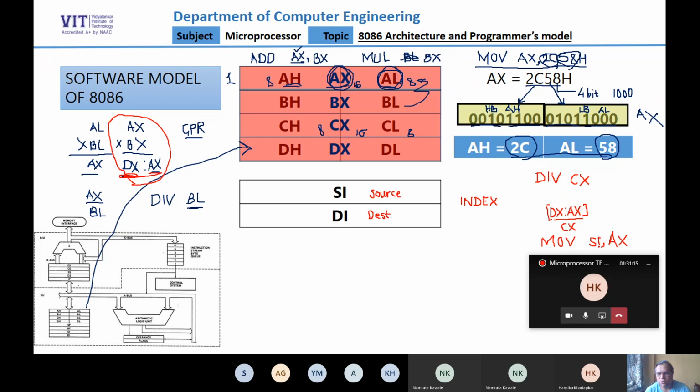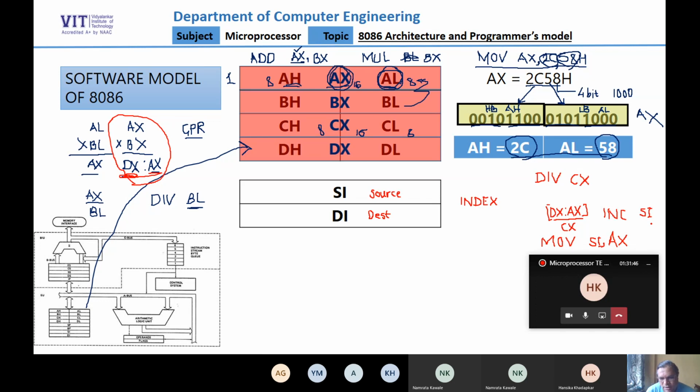That means SI can be used as an operand for the data transfer instruction. MOV is called a data transfer instruction. Or I can use SI as a part of an arithmetic instruction. Let's say INC, which stands for increment, and I can write SI. So if I write INC SI, what will happen? The 16-bit contents of SI will be incremented by 1. That means we have performed addition.